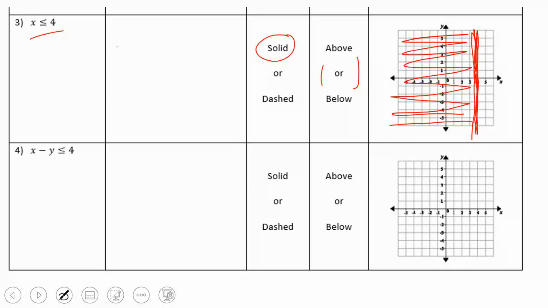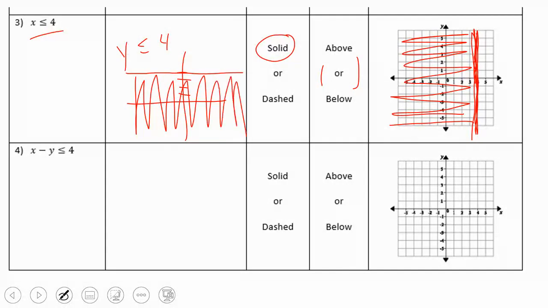Okay, the other special case: if this said y is less than or equal to 4, y is a horizontal line, and we would shade everything below it. So it works for the y, it does not work for the x. X is the one special case.